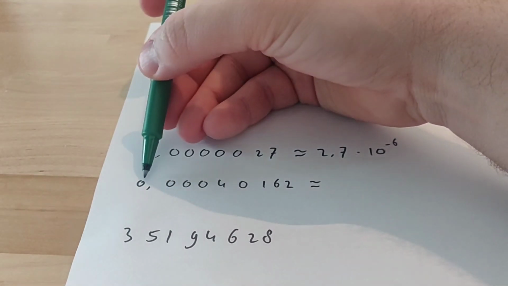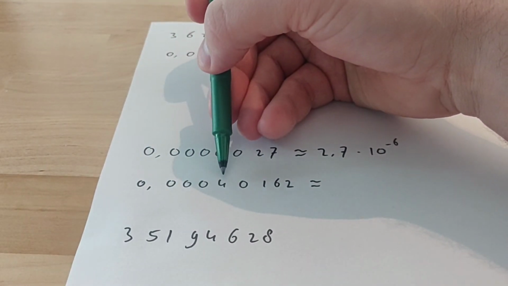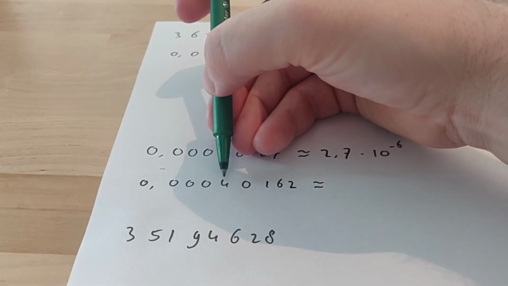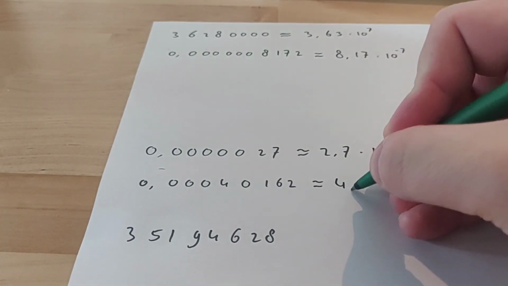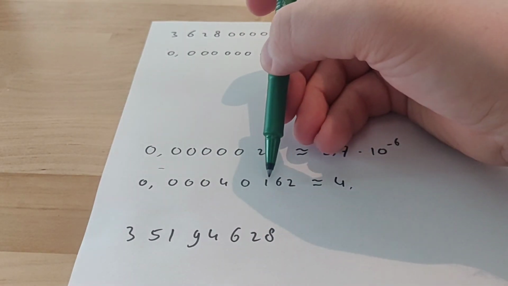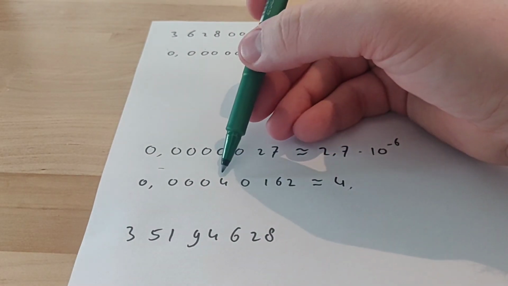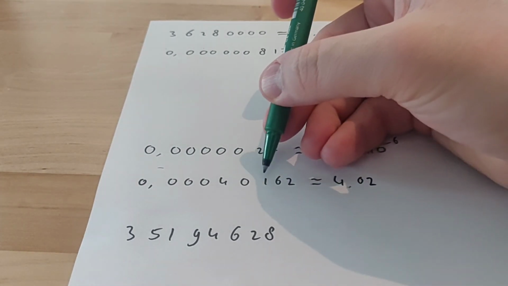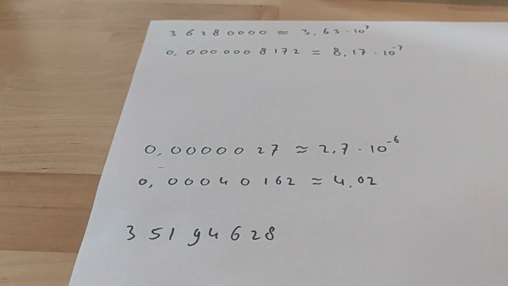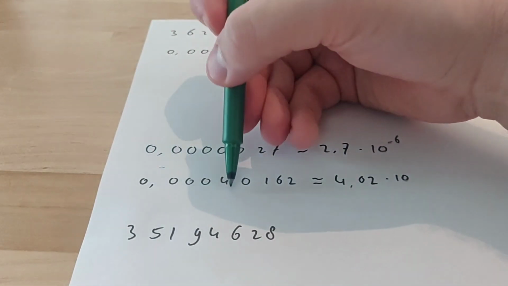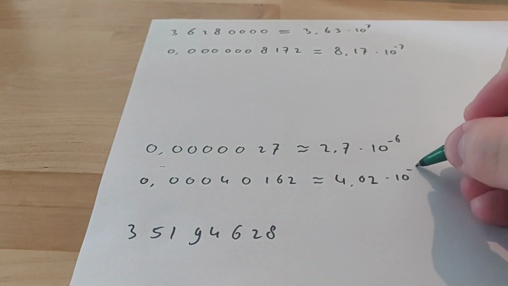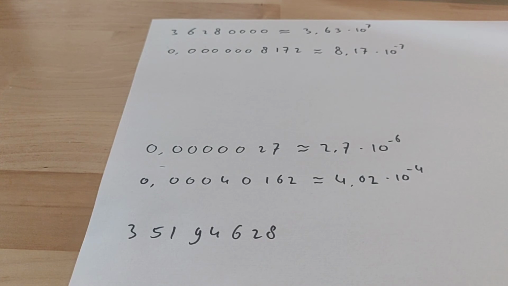Here we have 0.000400162. Okay, well you write down the first digit that you see, so that's a 4. Okay. So you don't do anything with the 1.62, you don't do that. You do 4 and then 0.02. Because this is a 6, this one goes 1 up. And then times 10 to the power of. And then we have to count. The point was here, and now the point is there. So it's 1, 2, 3, 4 places. So you write down to the power of minus 4.